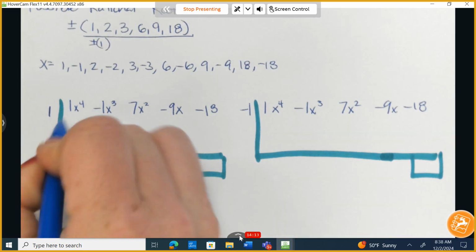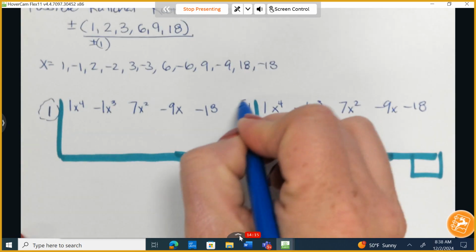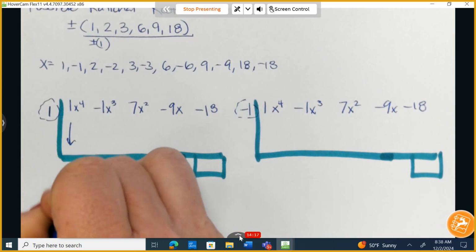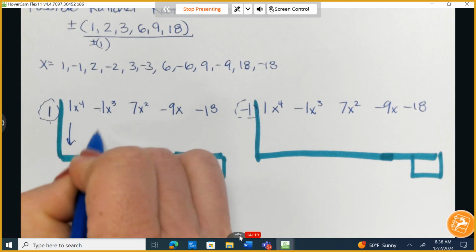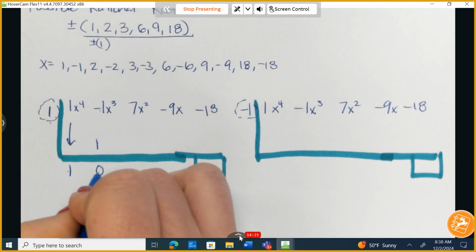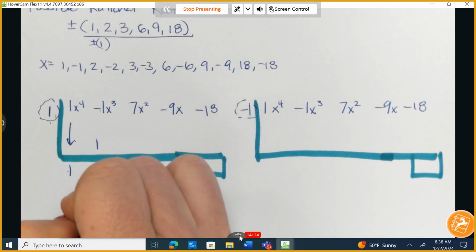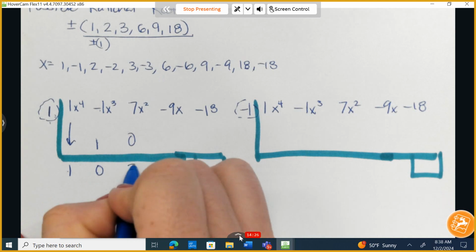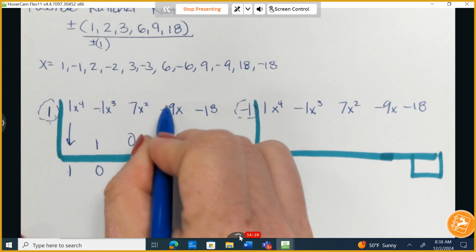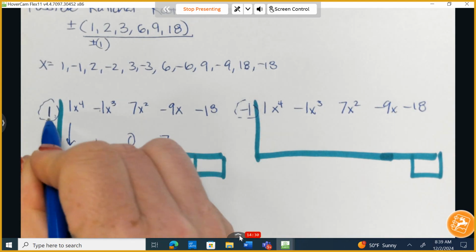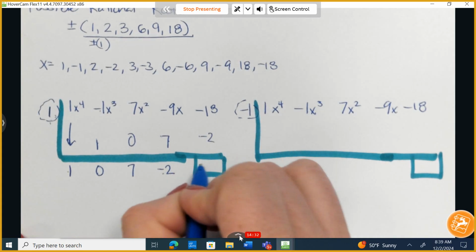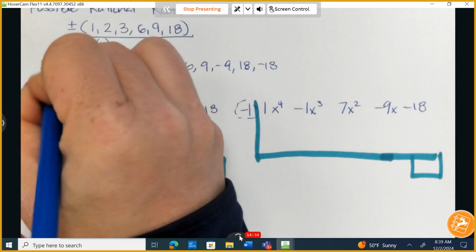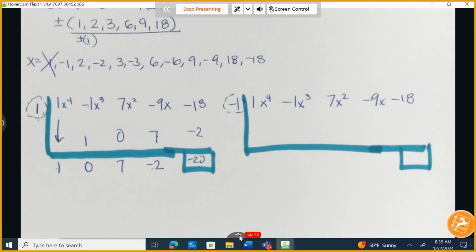Okay, I am testing 1. Everything multiplies back to here. So drop down, multiply to get 1, add down to get 0. Multiplying here to get 0, adding down to get 7. Multiplying to get 7, adding down to get negative 2. Multiplying to get negative 2. This is not 0, I cross out 1.